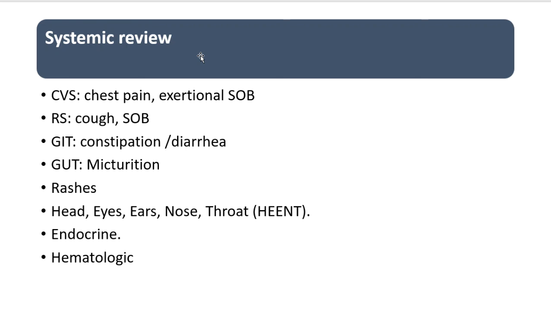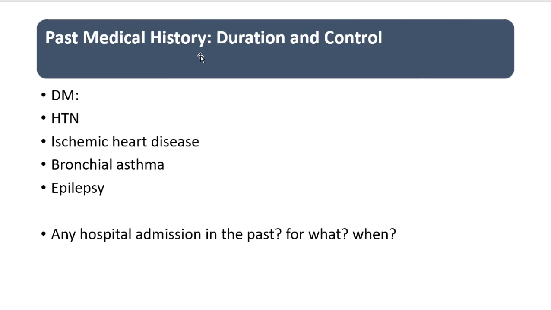Then the systemic review. You have to ask about the cardiovascular system, the respiratory system, and basically every system. Then the past medical history. I told you about the past medical history. You don't just ask about diabetes, hypertension, ischemic heart disease. You have to ask about the duration and control.